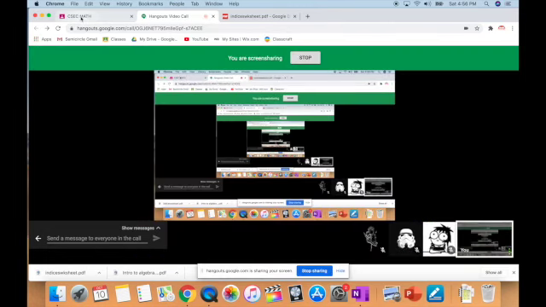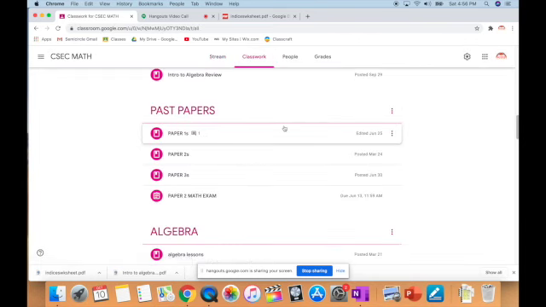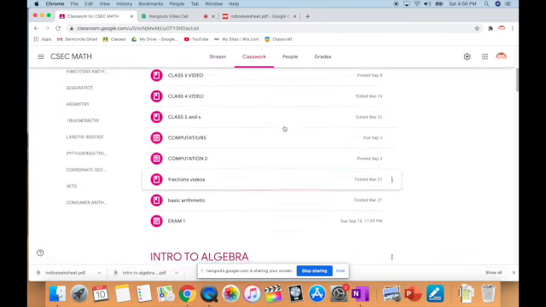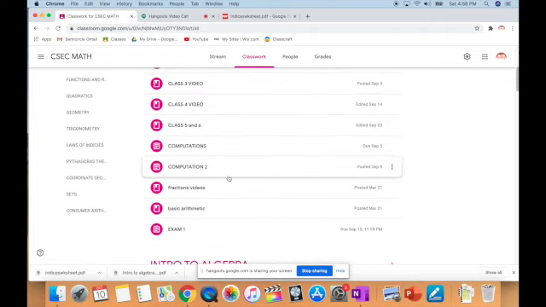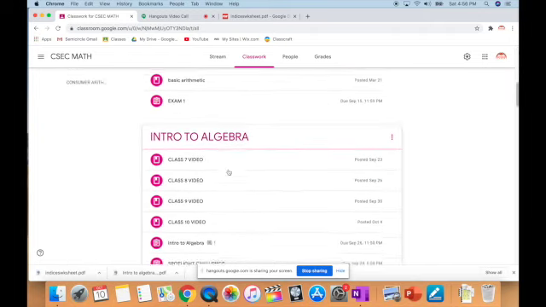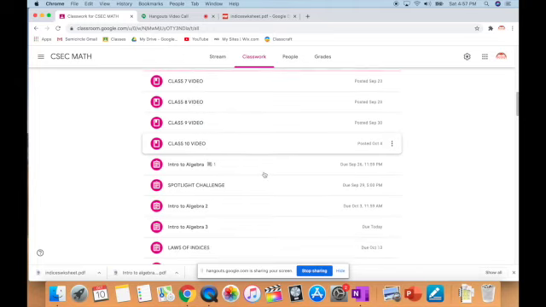If you go in your CSEC math, everybody seeing this? Right. So we started with the welcome, we started with number theory. Then we go on to intro to algebra. Now we are actually on class 12. This class is class 12. I did not upload class 11 yet, but I will upload that tonight. So tonight I will upload class 11 and class 12. So by tonight you should have those, right?